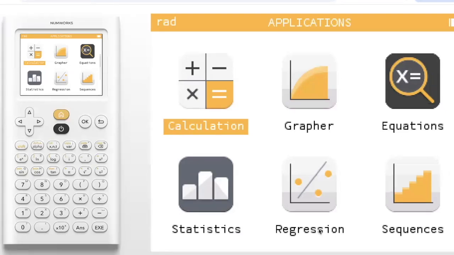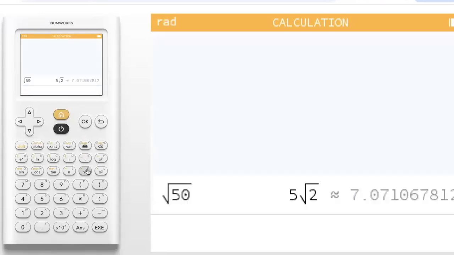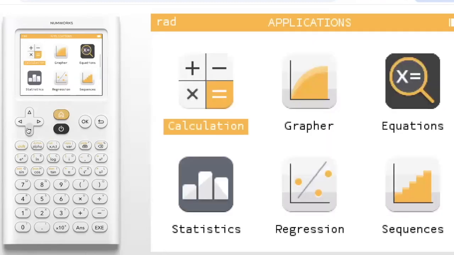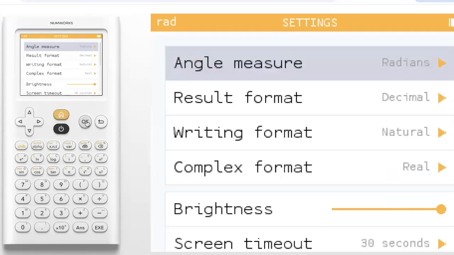So if I'm doing my unit on simplifying radicals, let's say, and I don't want it to simplify the square root of 50. I want it to just give me the decimal approximation, and I want my student to be able to break that down into the square root of 25 and the square root of 2. On the calculator, you can go down to settings, and it gives you the autonomy to choose what you want the calculator to show.